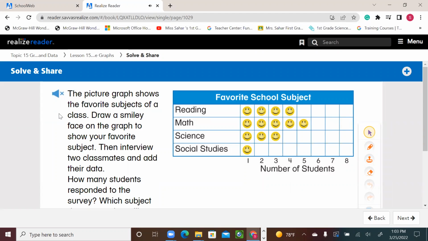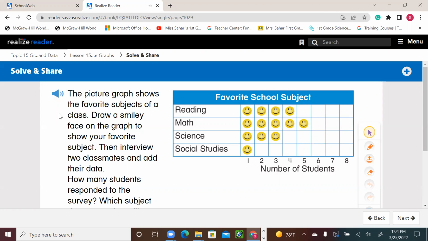The picture graph shows the favorite subjects of a class. Draw a smiley face on the graph to show your favorite subject. Then interview 2 classmates and add their data. How many students responded to the survey? Which subject do most students like best? How many students like math or science best?